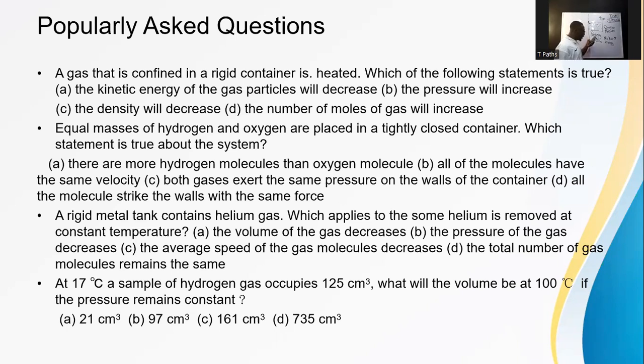For option A, the kinetic energy of the gas particles will decrease. That is wrong. We said earlier today that as temperature increases, kinetic energy will increase. So option A is wrong. B, the pressure will increase. Let's keep that one aside. C, the density will decrease. D, the number of moles of gas will increase.